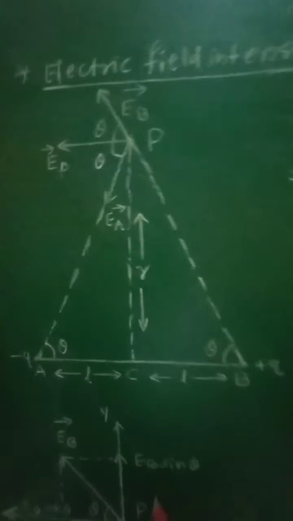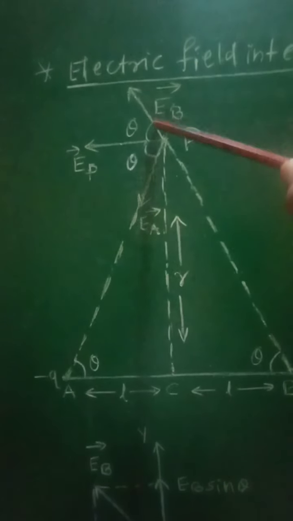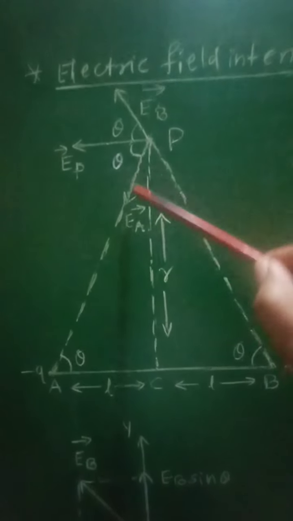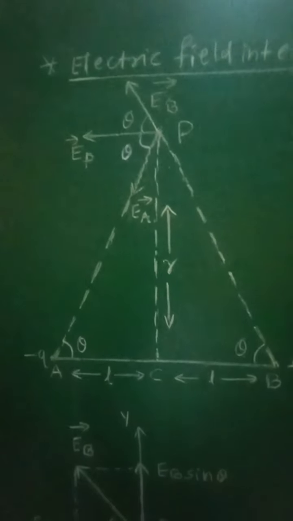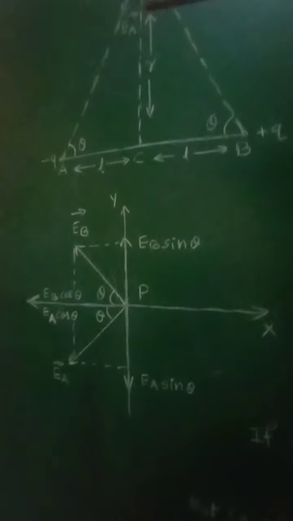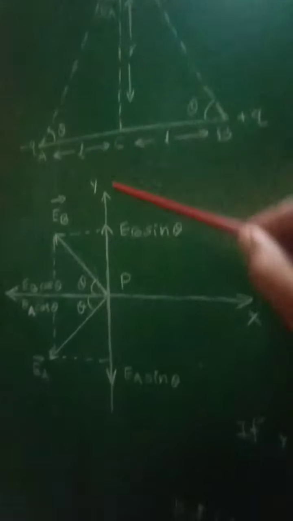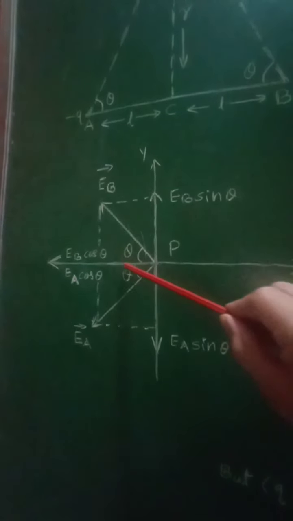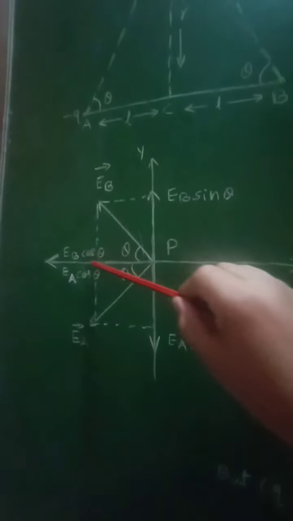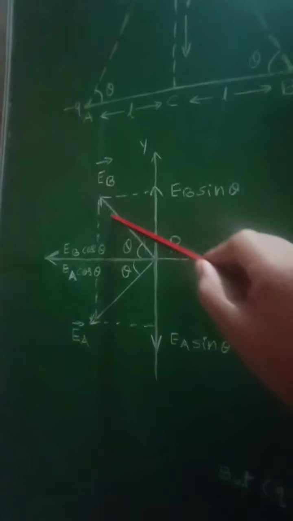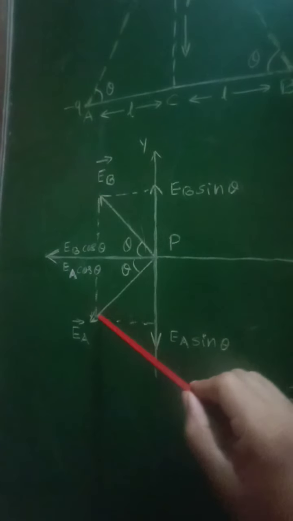Now these vectors will be resolved, that is, EB as well as EA will be resolved into their perpendicular components, and that resolution is shown in the second diagram. So let us consider that point P lies here. So this is the point P from the above figure. Then this will be EP. This is the electric field vector EB, and this is EA.